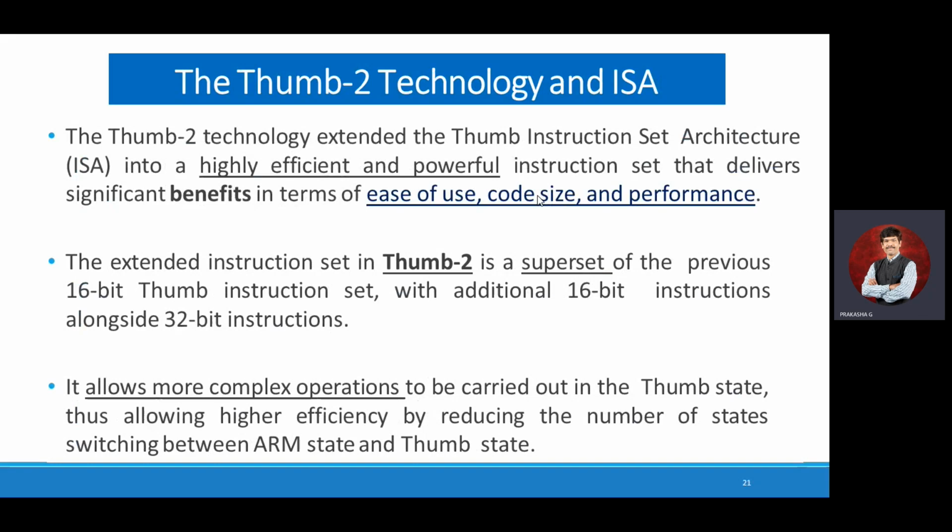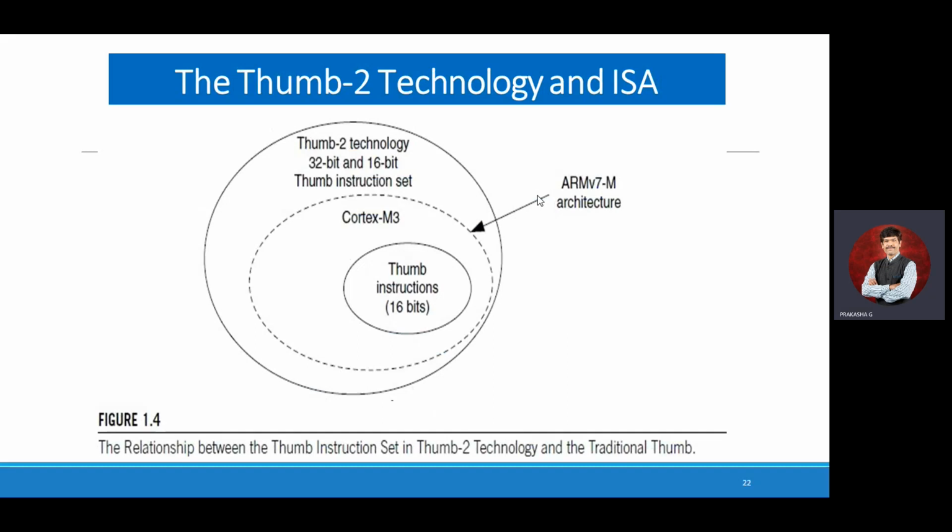It allows more complex operations to be carried out in the thumb state. The example is your calculator: more complex operations which we were not able to do previously, now we are able to do, like trigonometrical operations. It allows higher efficiency by reducing the number of state switches between ARM state and thumb state. Same procedure: we were doing ARM, we could switch to thumb instruction; we were doing thumb, we could switch over to ARM instruction also. So this is the architecture, a very simple architecture.